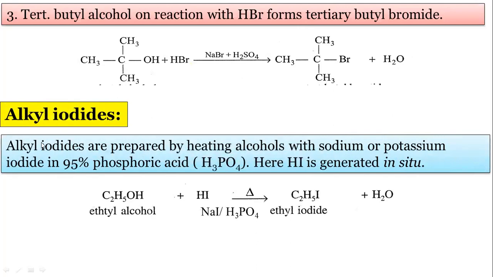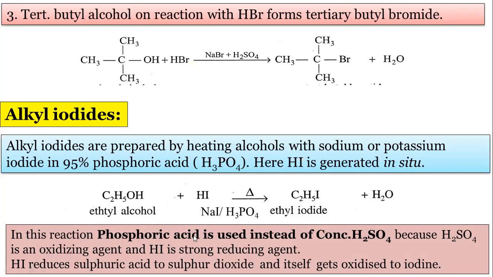Then alkyl iodides. Alkyl iodides are prepared by heating alcohols with sodium or potassium iodide, NaI or KI, in 95% phosphoric acid, H3PO4. Here also HI is generated in situ. HI is also unstable like HBr. It is not stored in bottles like HCl. HI is also prepared in the reaction mixture, from this NaI and H3PO4. All the other reactions are the same. This OH will be replaced with iodine.